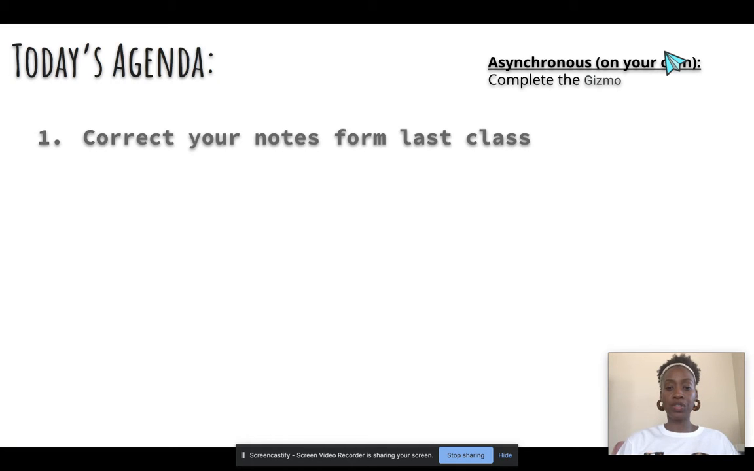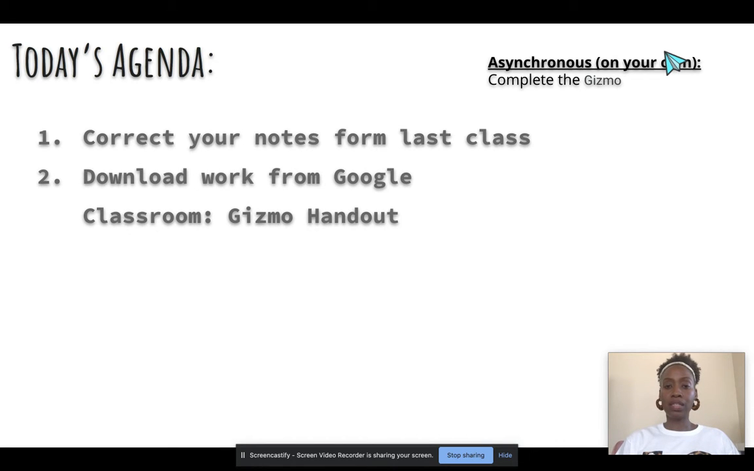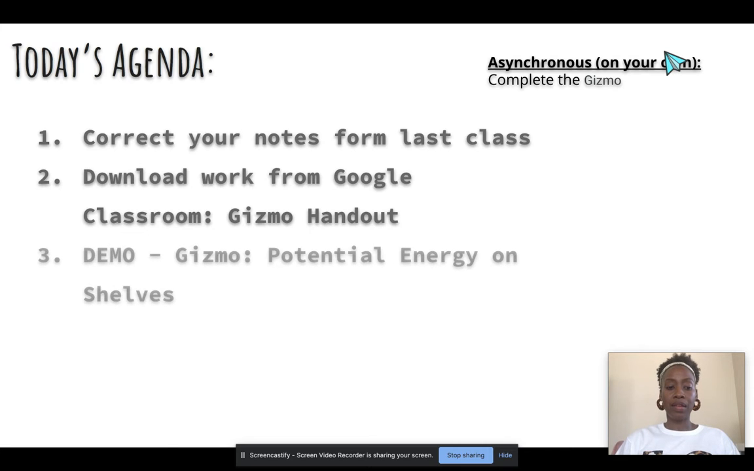So we're going to correct your notes from last class, so make sure that you have your notebook available nearby. There were two clarifications I wanted to make for the notes from last time. We're going to take a look at the Gizmo handout that you're going to be working on today. And then I'm going to show you how to navigate through the Gizmo. Some of you may be new to it, so we'll take a look at that. And then there's an exit ticket. Again, in order to access the exit ticket, you would need to visit today's Google Classroom post.